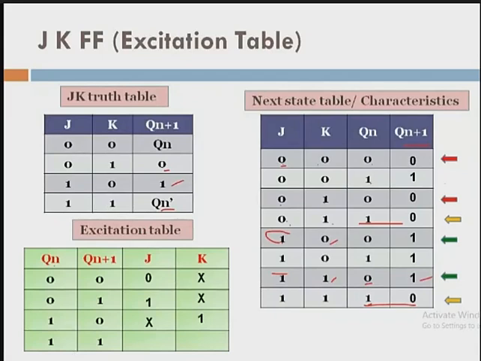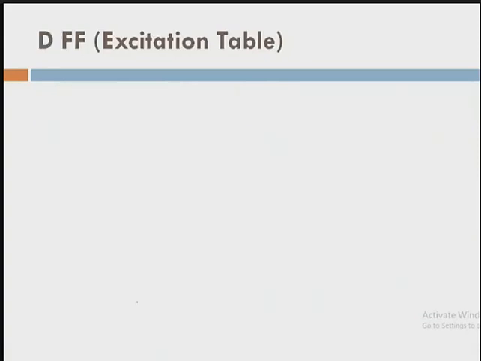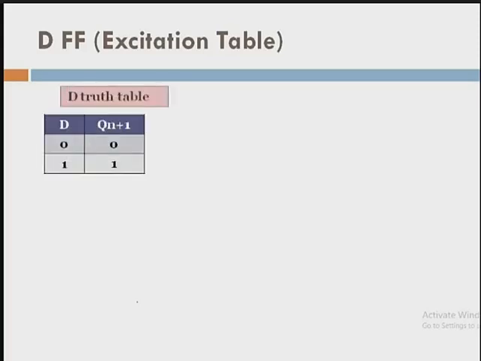Last combination. There are again two cases. The value of J is 0 and 1, which is nothing but the cross sign. And for K, in both cases the value is 0. So write down K is equal to 0. In this way you can complete your excitation table of the JK flip-flop. Now the excitation table of your D flip-flop. This is a simple one because it requires only one input. So the truth table of the D flip-flop is this one.